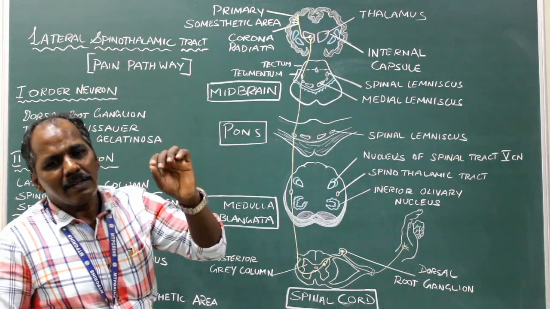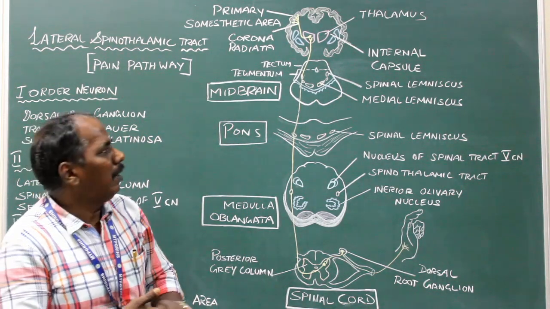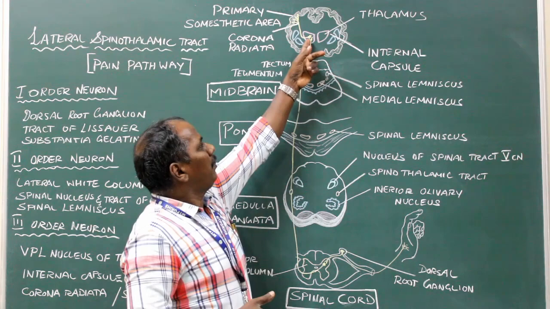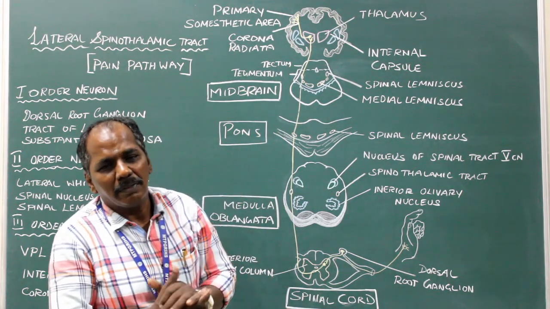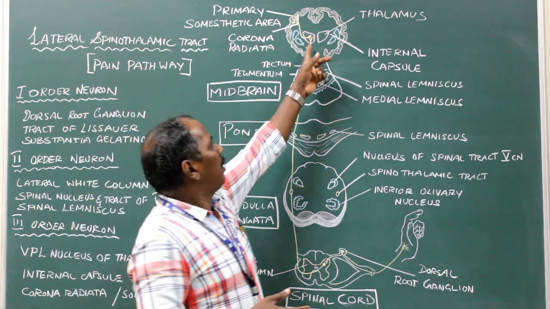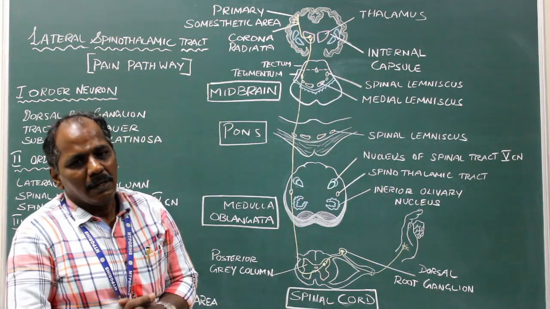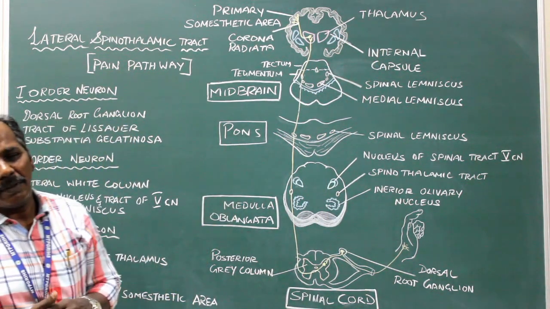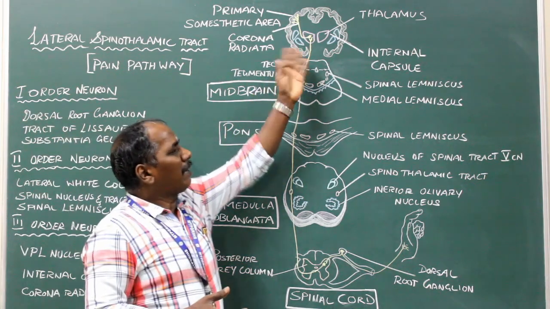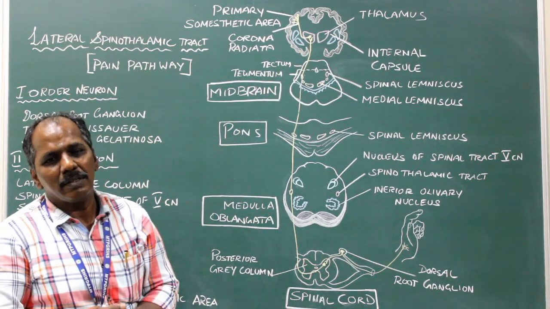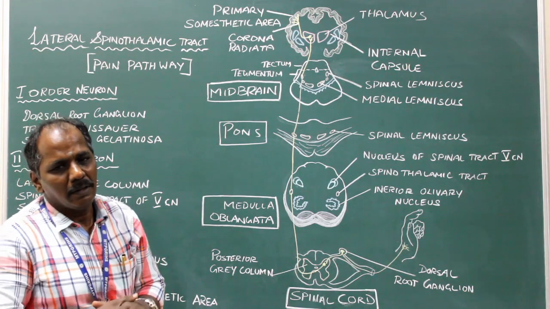It ends by synapsing in the ventral posterolateral nucleus of the thalamus. 90% of the fibers end by relaying in the thalamus. So this is the second order neuron.